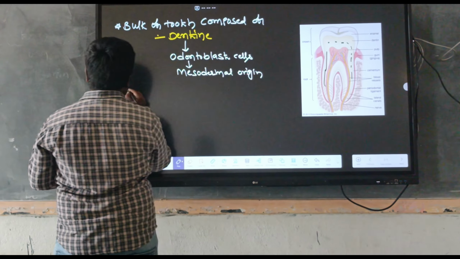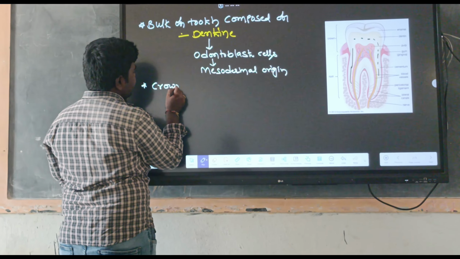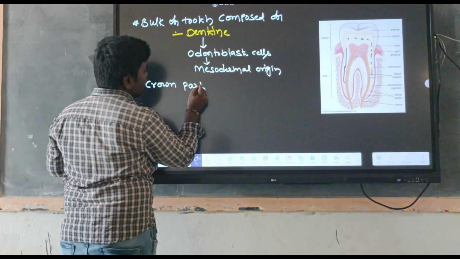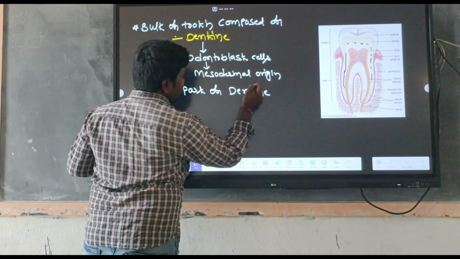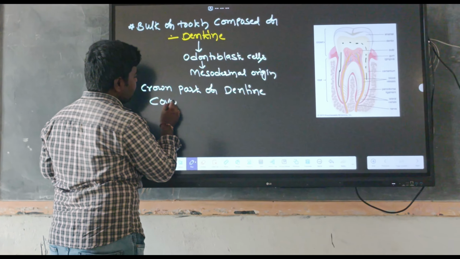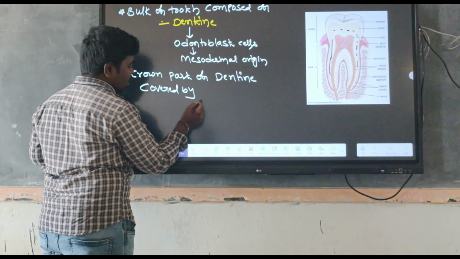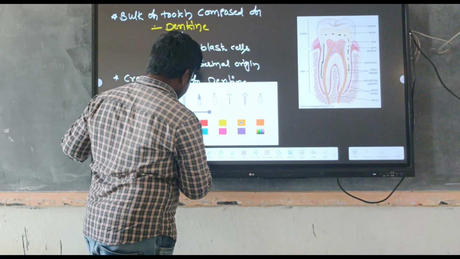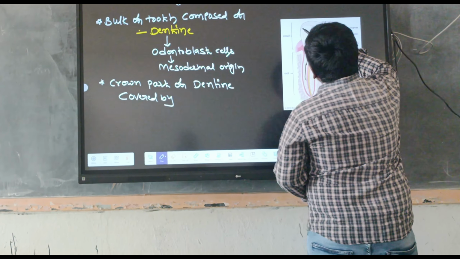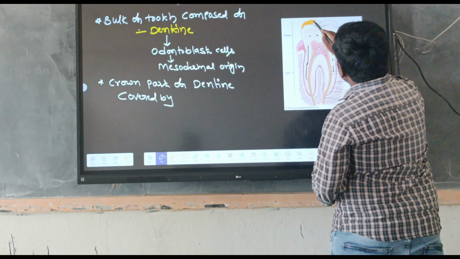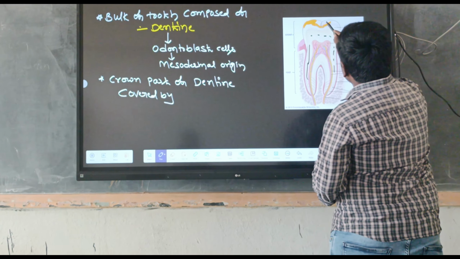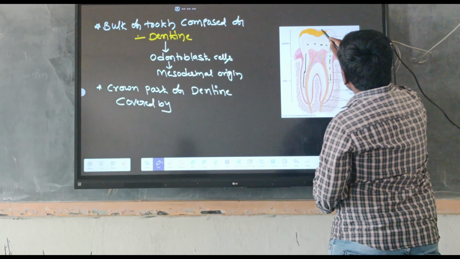Now another most important part is the crown part of the dentine. For example, observe the diagram here. The crown part of the dentine is covered by a shiny white colored material.